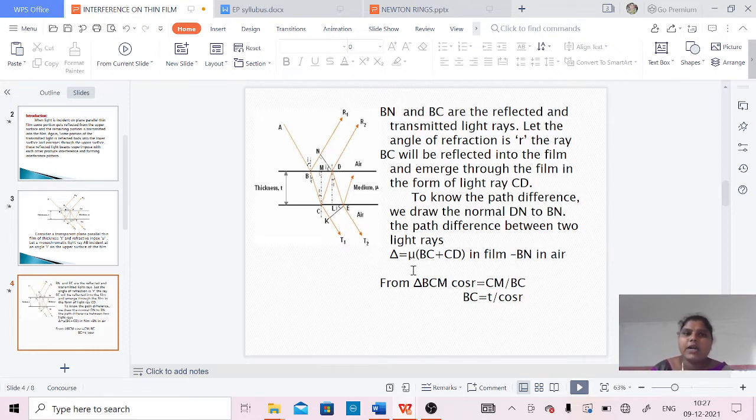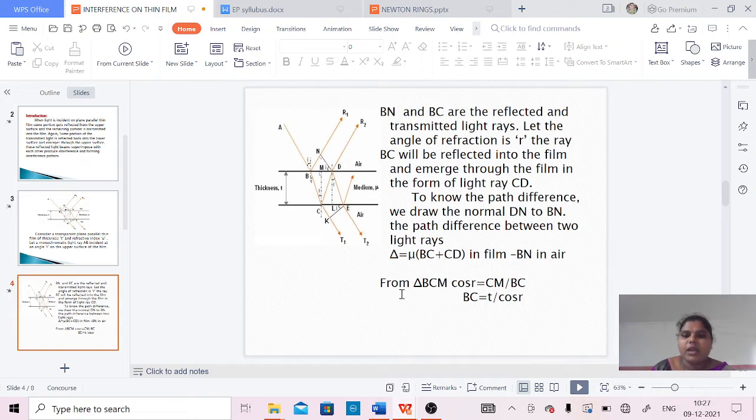One is the rarer medium and the other is the denser medium. Rarer medium, for example air, and denser medium, for example glass or water. Here we are considering a film, and this is the denser medium. That means the reflection at point B occurs from the denser medium. Now the path difference: inside the film it is BC plus CD, and in air it is BN. That is the path difference. So whenever we subtract BN from BC plus CD, we get the total path difference.